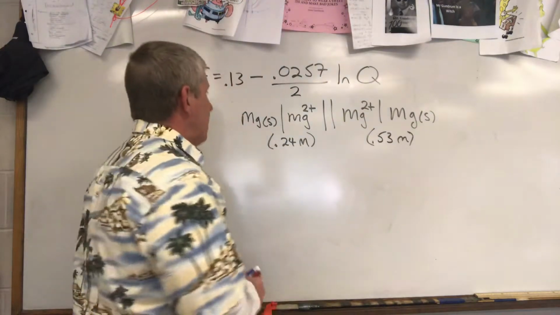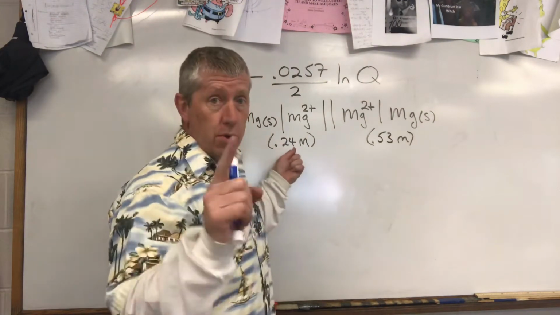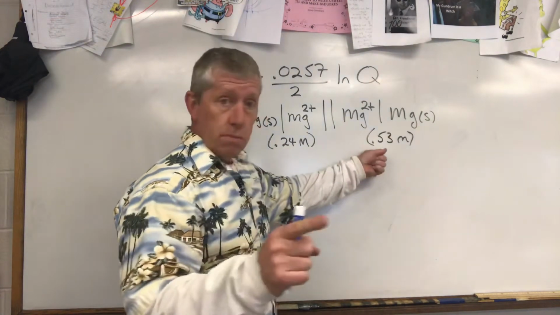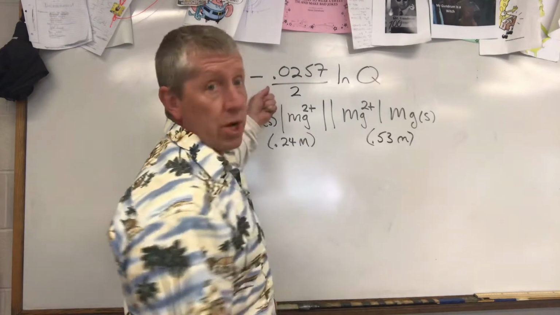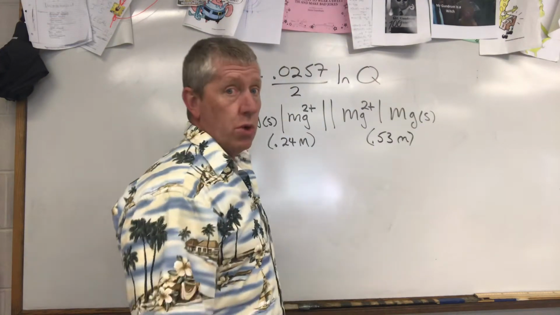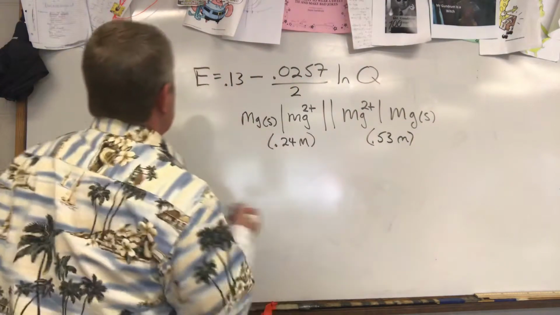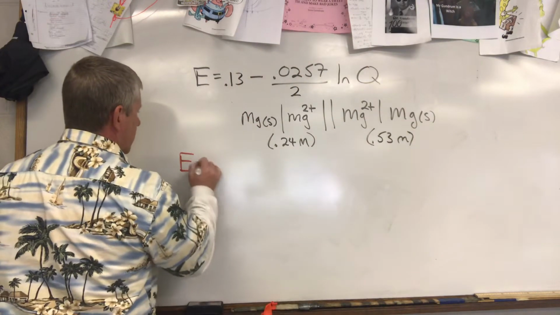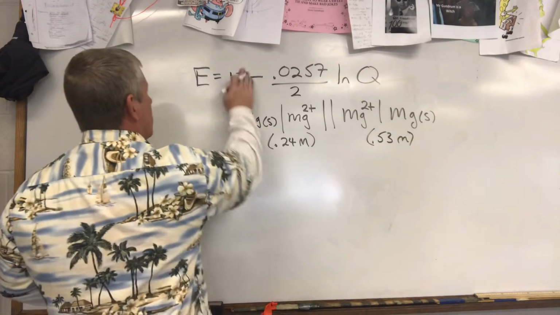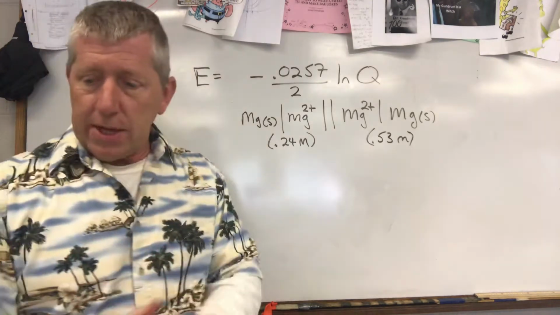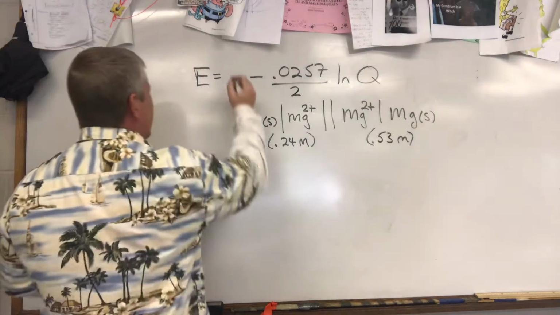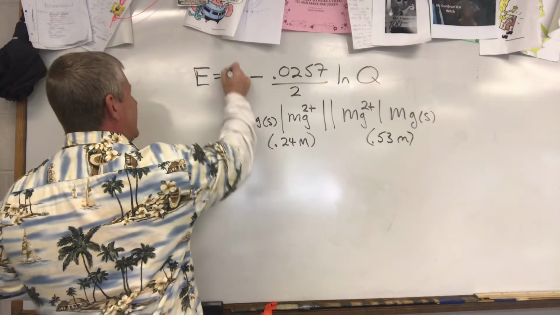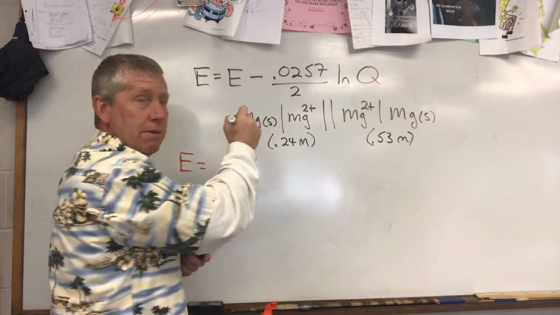All right, now, since we don't have 1 molar solutions, we have to use the Nernst equation. The Nernst equation. All right, let's do it. So, E is equal to, oh, that's not 0.13. That was from the last problem. Get rid of that, you silly. I'm losing it.